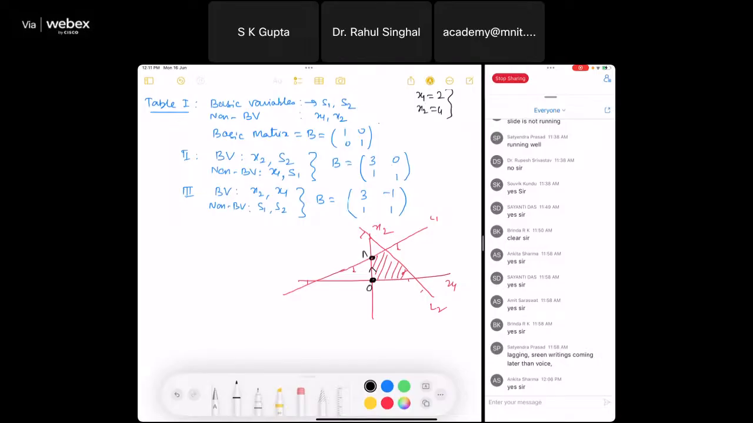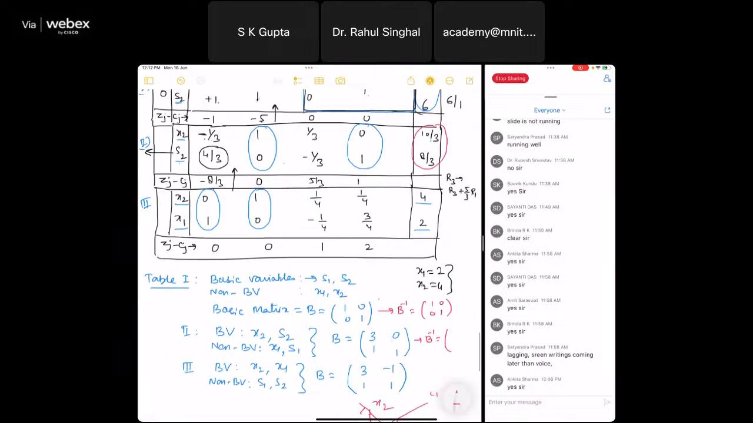Now you can see here, this is your B, right? And this is your B in the first table. In the first table, what is your B inverse? Is same, right? Of course, same. In the second table, what is B inverse? That you can easily find, right? Because the 2 cross 2 matrix you can easily find, which comes out to be 1 by 3, 0, minus 1 by 3, 1.